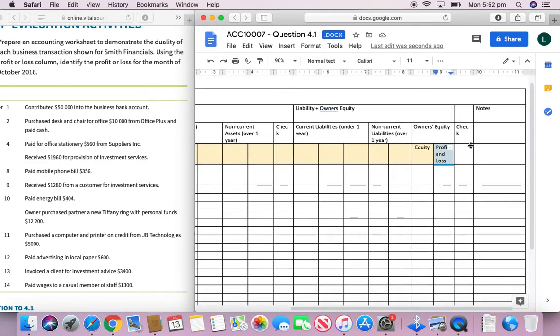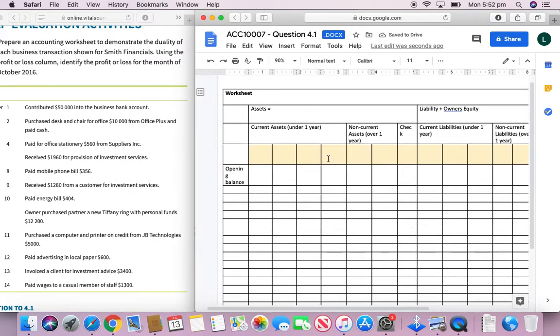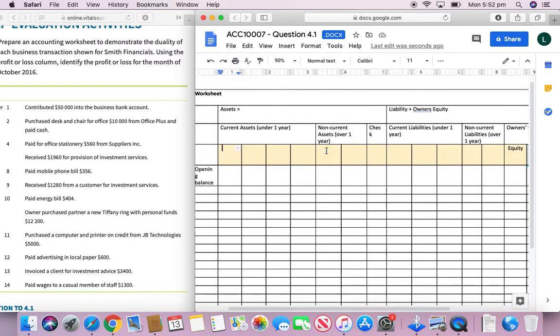So profit and loss, if we remember, I'll just make a little note here. Profit and loss equals revenue less expenses. Okay, so these two accounts are super important to know to fill out this worksheet. So step one is to fill out all the accounts we have up here in this bar. So the first one we have here is cash, which is a current asset, accounts receivable, and that's all we have for current assets. And across here, office furniture, and then office equipment.